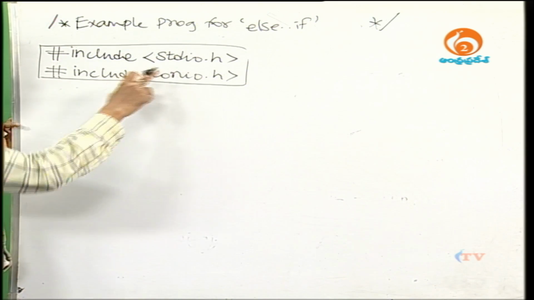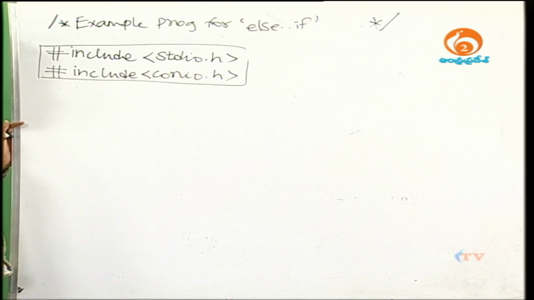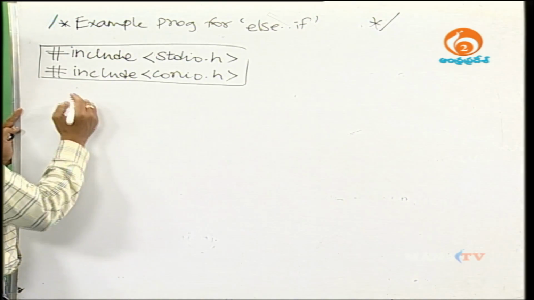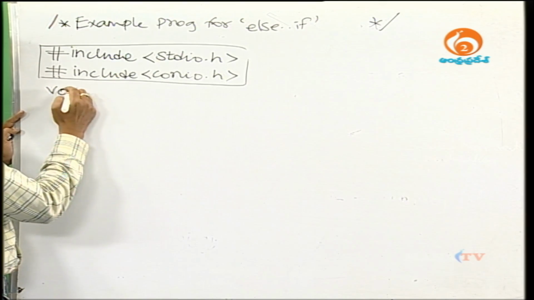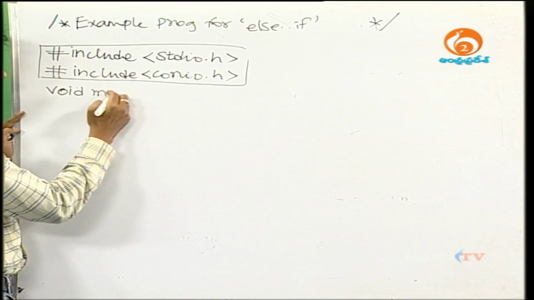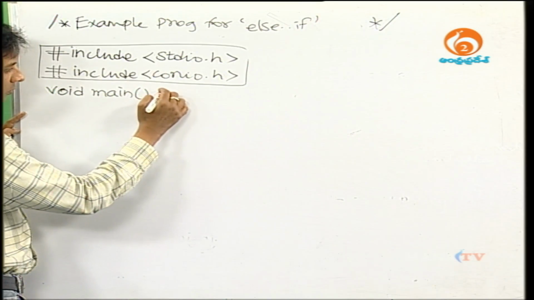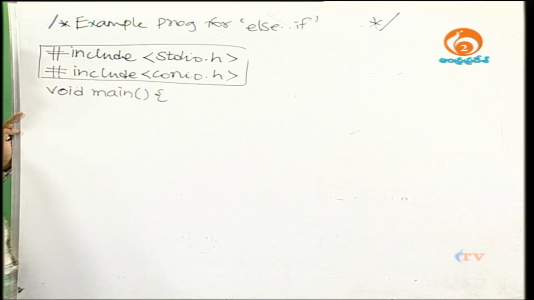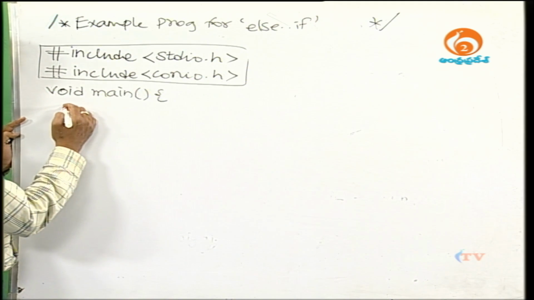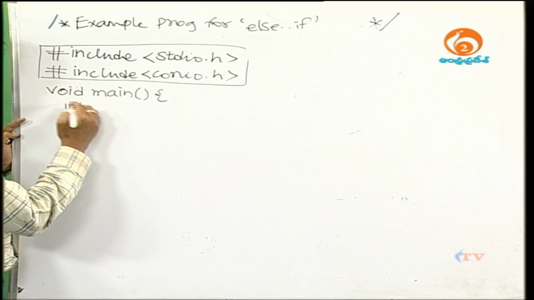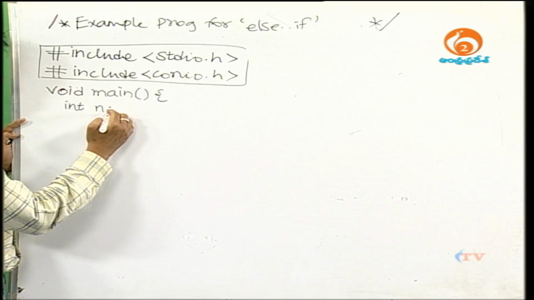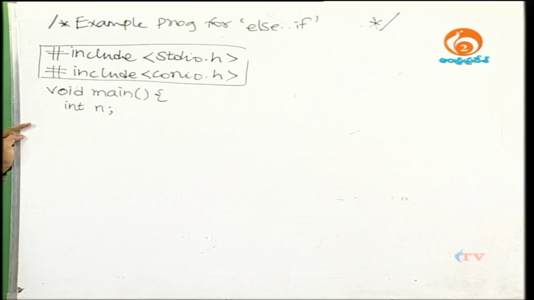Hash include stdio.h, hash include conio.h. This is mandatory for every C program. Next, void main. This brace indicates the opening of the C program. Next, int n; here n is a variable of type int.